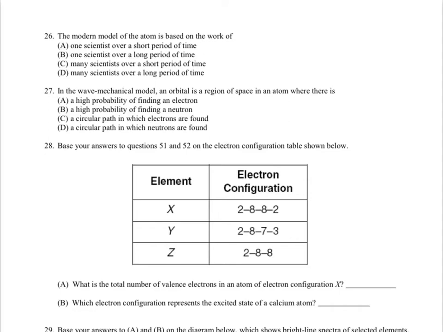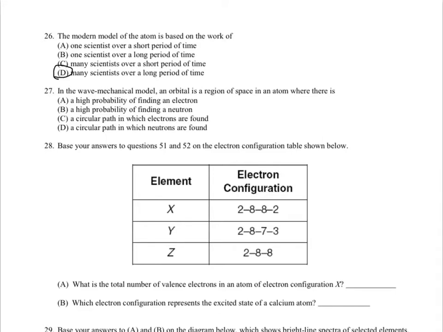All right, let's finish up this review. So here we're asked about the modern model of the atom. The modern model of the atom was formed by many scientists over a long period of time. We can recall that some of those scientists were Dalton, Thomson, Rutherford, Bohr.